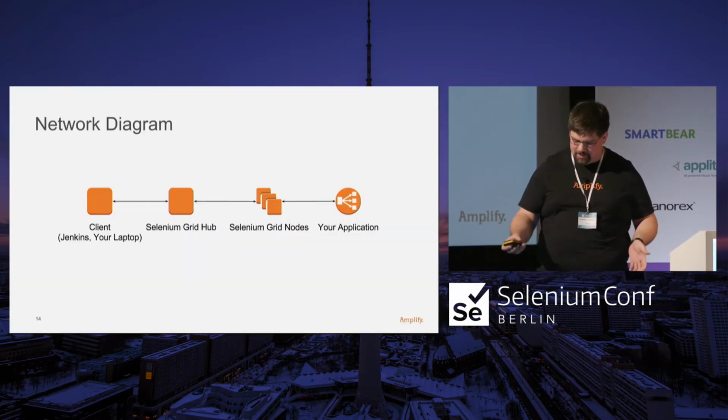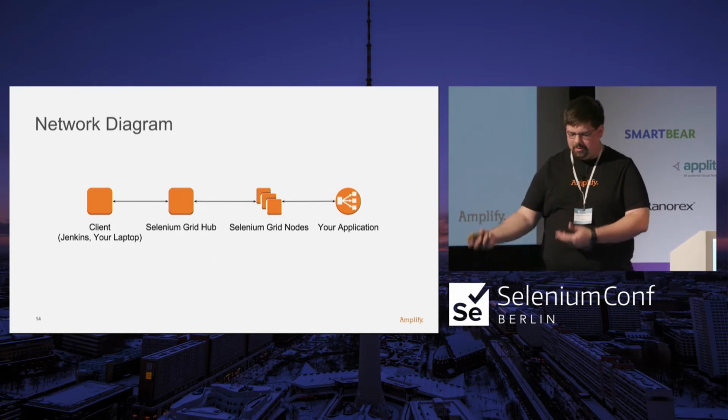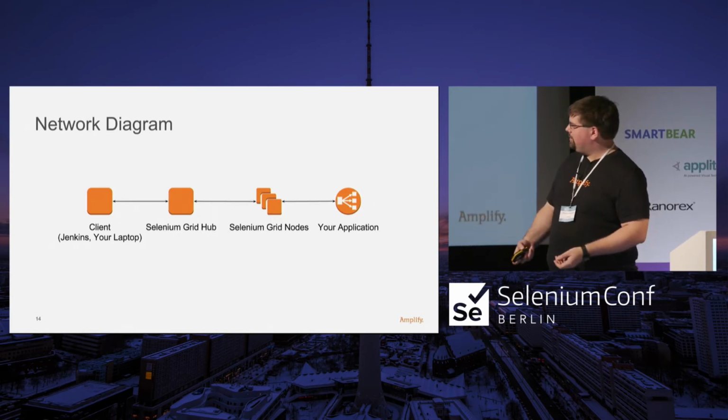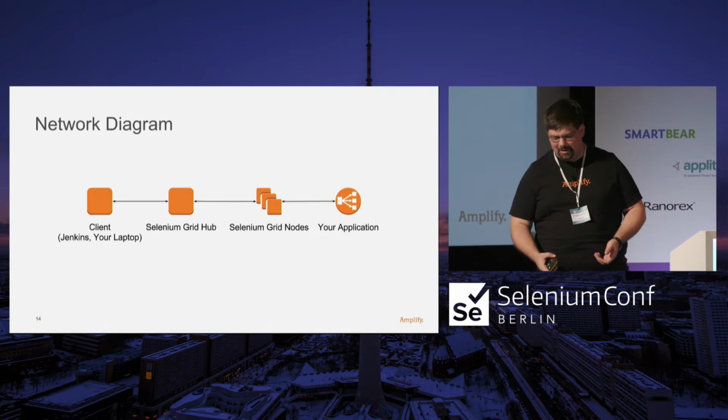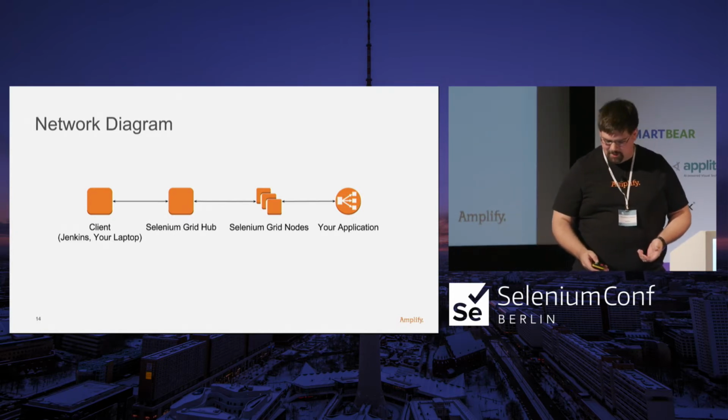And now we ended up with this diagram. So now you have your client, your Jenkins, whatever, talking to your hub, talking to your nodes, talking to your application. Hopefully this is a fairly common pattern that I think everyone in this room is probably experiencing right now. But let's talk about the ways that we change this up a little bit.